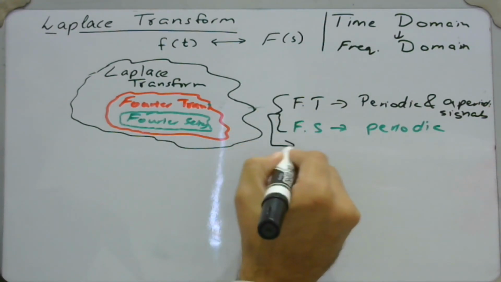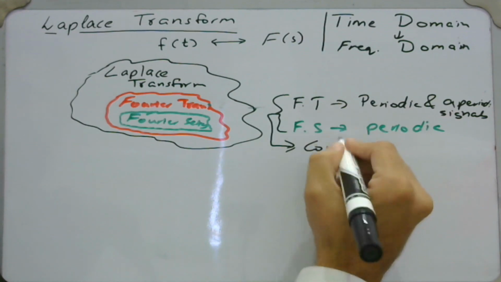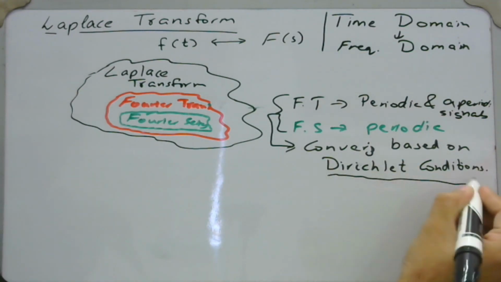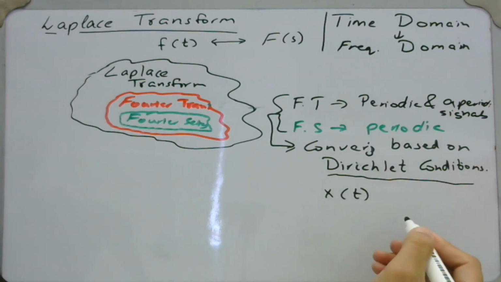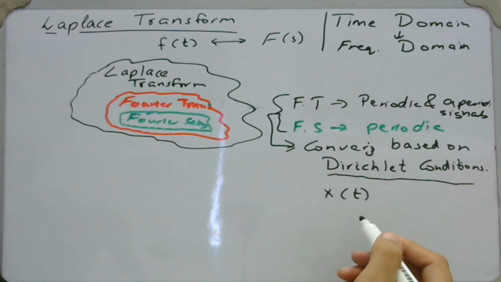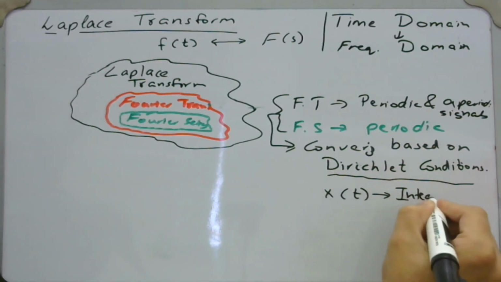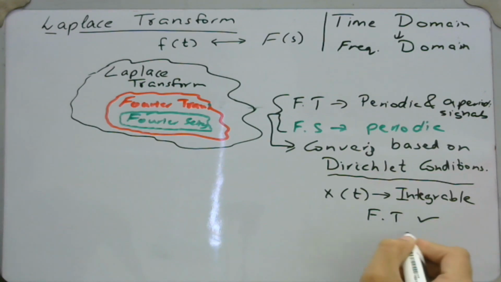But Fourier series and Fourier transforms converge based on some conditions which we call Dirichlet conditions. In these Dirichlet conditions, a very important condition is that the signal x of t for which you need to take a transform, either Fourier transform, or find the coefficients in terms of Fourier series if it is periodic, should be integrable. If it is integrable, then you can take the Fourier transform, otherwise not. And then there are some other conditions, like the signal x of t should have a finite number of local maxima and local minima, and it should not have an infinite number of discontinuities.